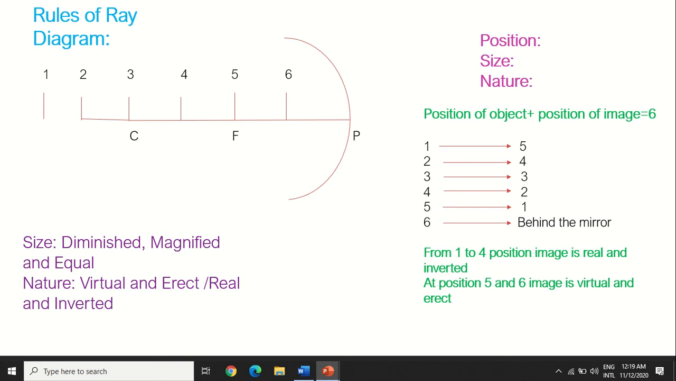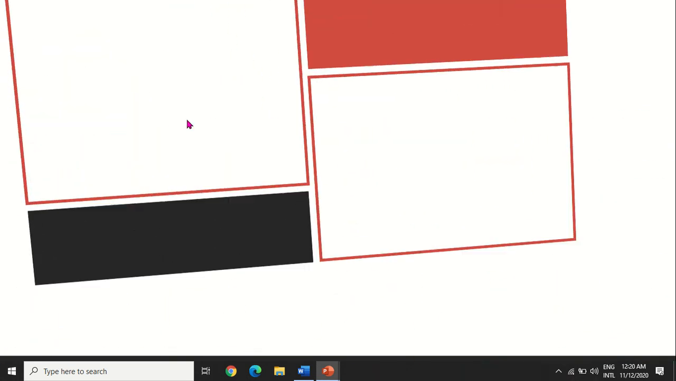The position, size and nature of the image formed by a spherical mirror depend upon the position of the object placed in front of the mirror. If the position of the object with respect to the mirror changes, the position, size and nature of the image also change. That is shown by this diagram. So let's look at the example.